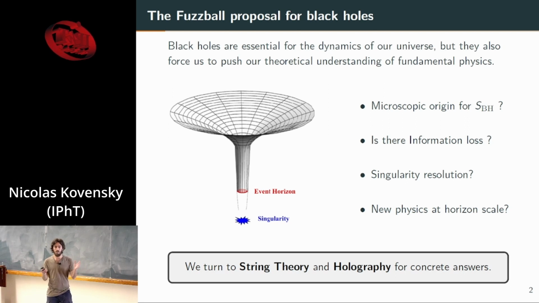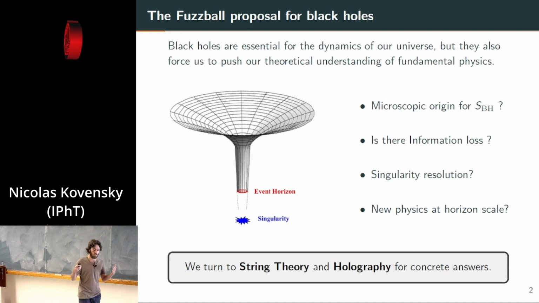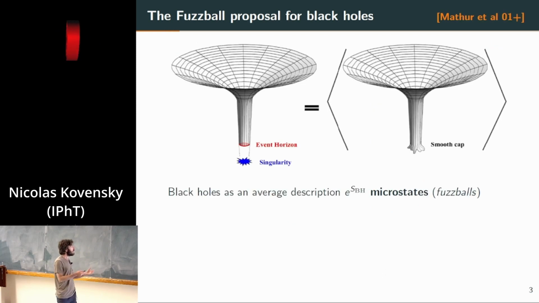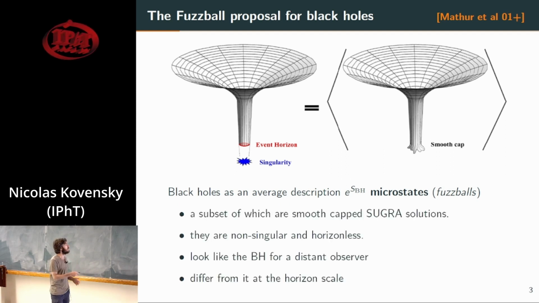For some of them, the answer is more precise, for some of them, it's more quantitative. But most of the information we get comes from using string theory and holography as techniques. So the idea, of course, is that we think of these black holes as some average description of an exponential number of microstates, a subset of which are well described within supergravity. They have no horizon, they are smooth, they look like the black hole for a distant observer, and they differ from it at the horizon scale.